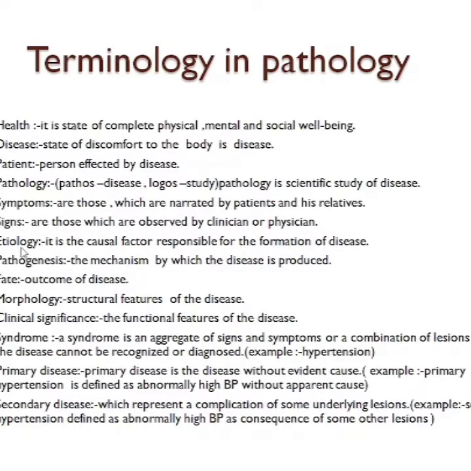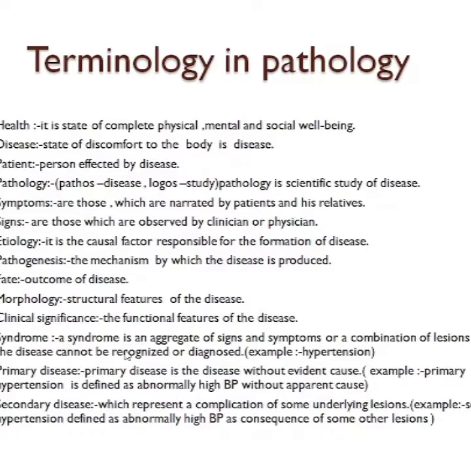And etiology. Etiology is the causal factor responsible for the formation of diseases. And pathogenesis means the mechanism by which the disease is produced. And fate is the outcome of disease. Outcome of disease is called fate. And morphology is the structural features of the disease. And the functional features of the disease are called clinical significance.